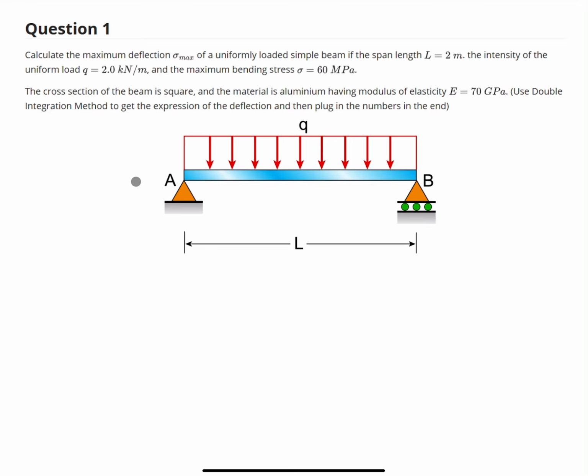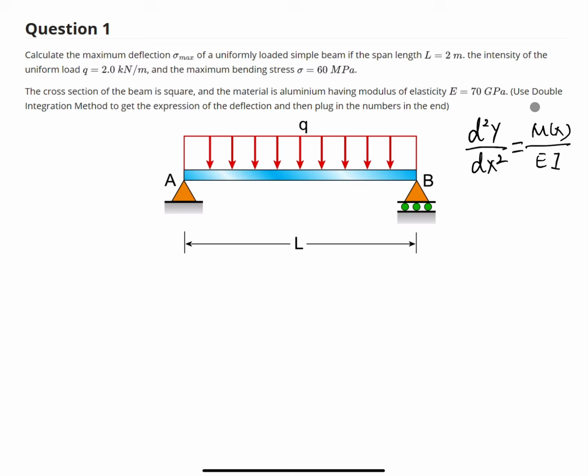First of all, we need to come up with the expression for the bending moment. As we know, the double integration method uses the moment curvature equation. The differential form of the moment curvature equation is shown here: d squared y over dx squared equals moment over EI. So first of all, we need to know the bending moment.